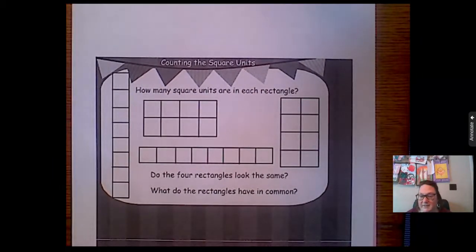And if the background looks different today, I'm at home today. I'm in my dining room right now. So some of my kids' work is behind me.